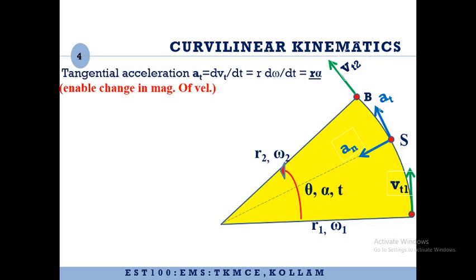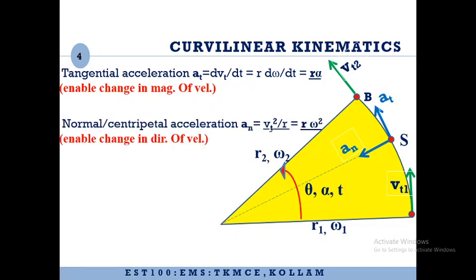Tangential acceleration enables a change in the magnitude of velocity. There is tangential velocity at any point, and this change in tangential velocity is occurring because of tangential acceleration. Therefore tangential acceleration at equals dvt by dt, that is the rate of change of tangential velocity. And we know vt equals r omega. If you substitute that, you will get r into d omega by dt. You will get it as r alpha. Next is normal or centripetal acceleration.